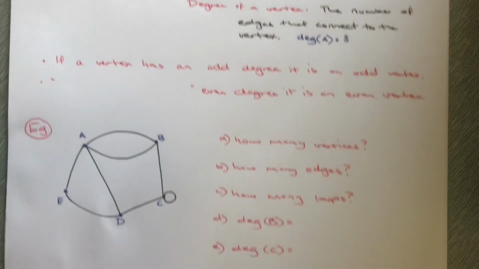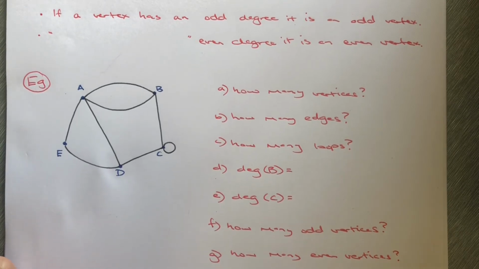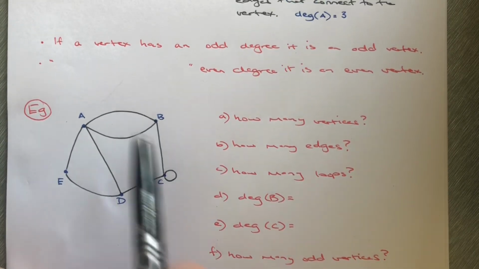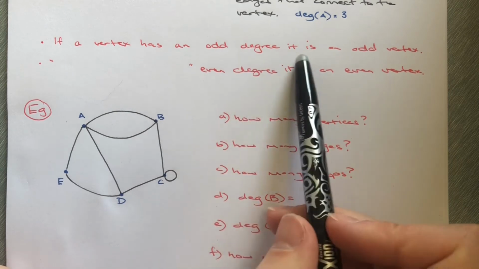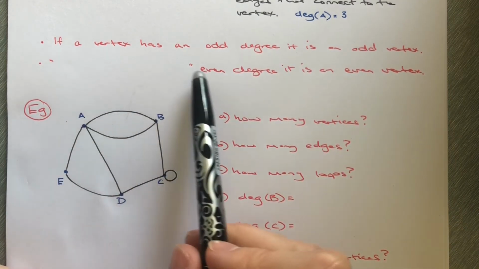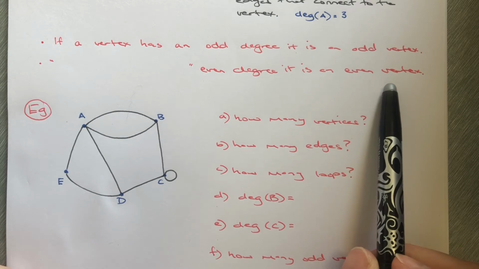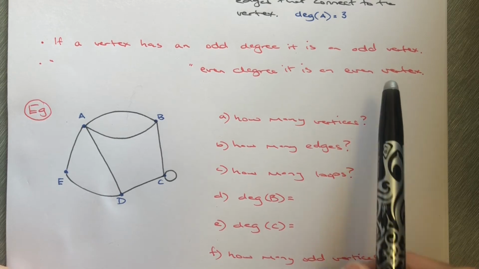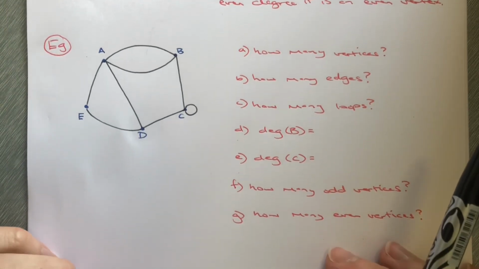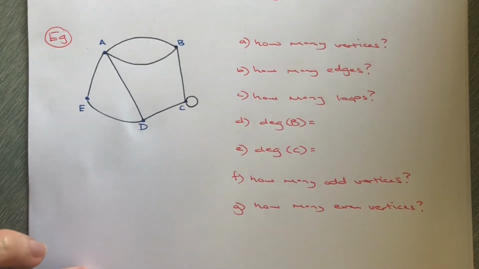Let's go down to our example here. Actually, I forgot about these two. So if a vertex has an odd degree, it's known as an odd vertex. If a vertex has an even degree, it's known as an even vertex. So you might be asked about that briefly in the questions that we're going to do soon. But let's look at our first example here. And we'll just do this one as part of the video.